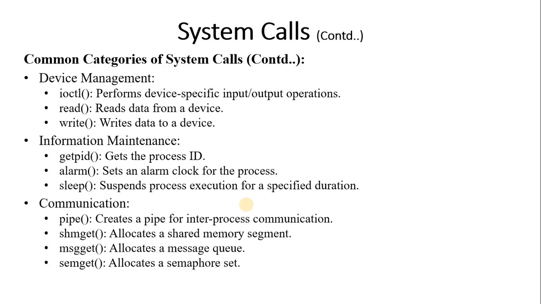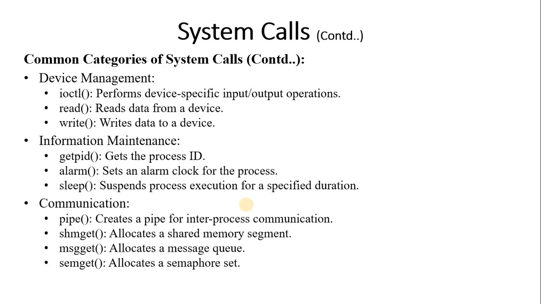Next, we have device management system call. So device management here deals with requesting a device or releasing a device. That could be an external device, getting the device attributes or setting the device attributes, logically attaching the devices or detaching the devices. Now here you can see the first system call ioctl, which performs the device specific input output operations. The next we have read, which reads the data from a device. Next we have write, which writes the data to a device.